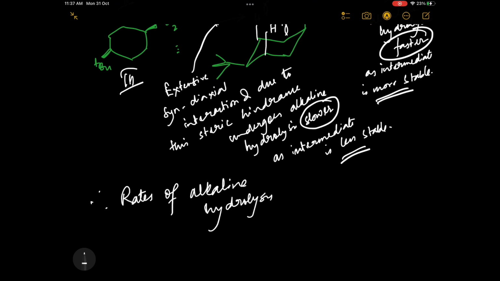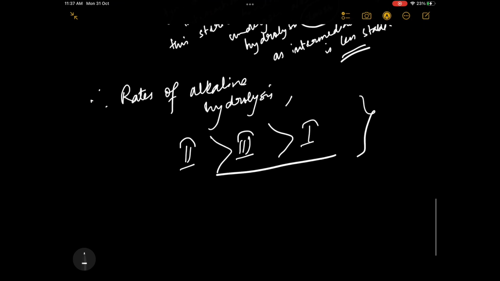So the overall rate of alkaline hydrolysis as given in the question is 2 greater than 3 greater than 1. Yeah, so this is the answer.